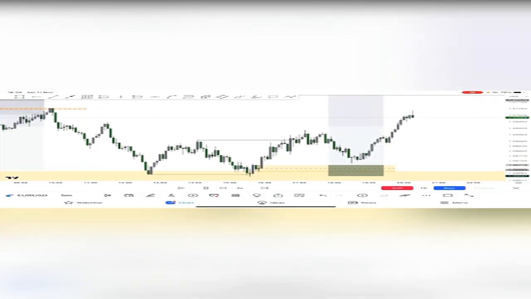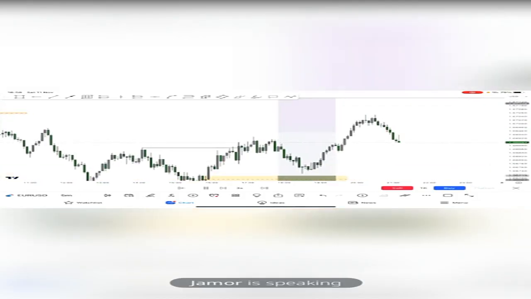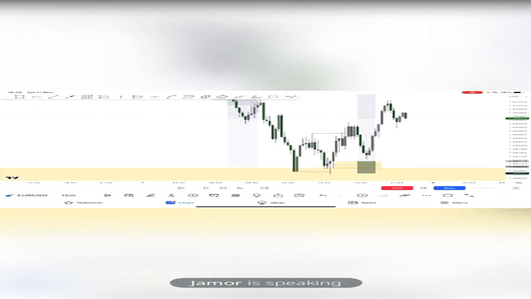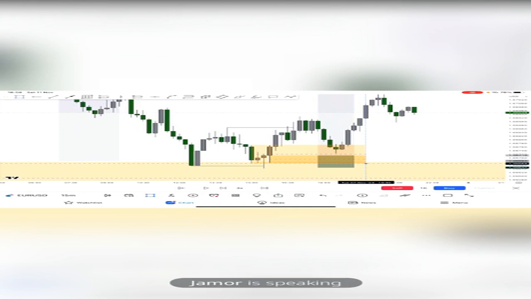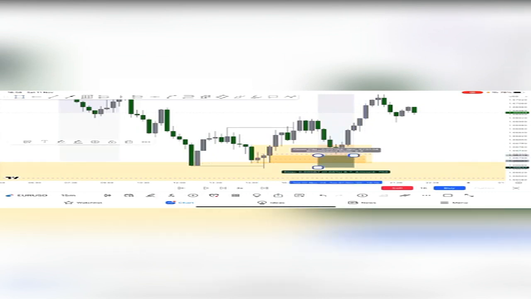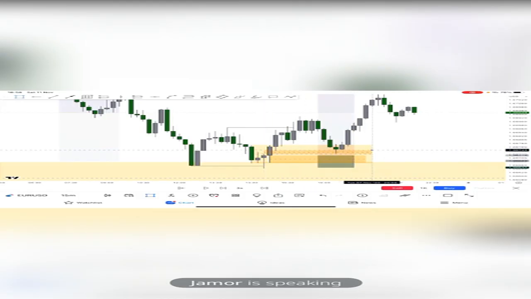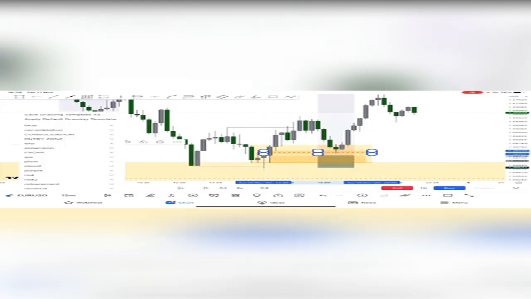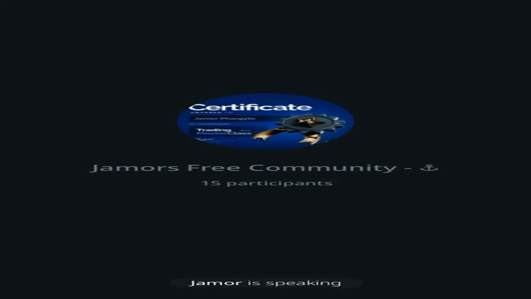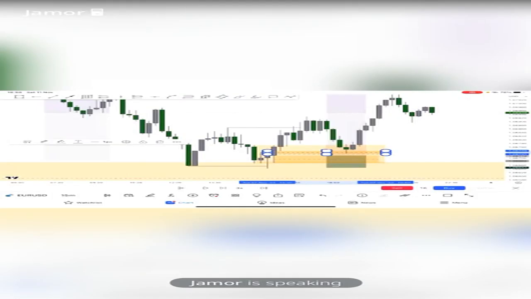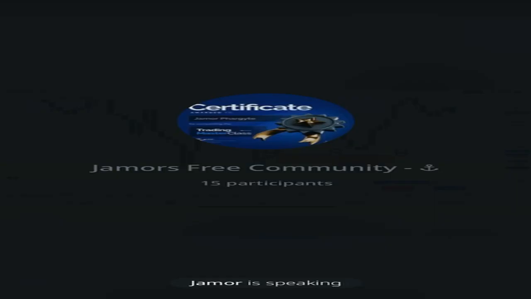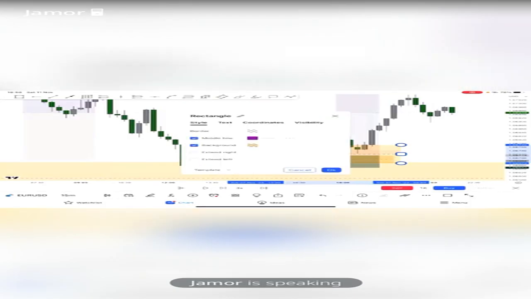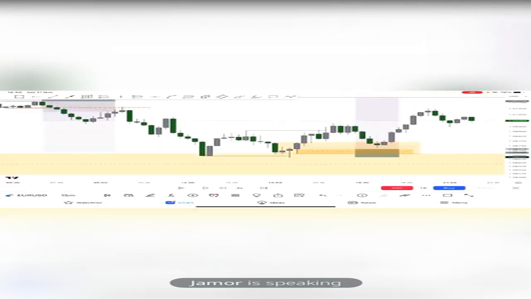So this would have been more like a missed entry because of this 15-minute structure. For me, the 5-minute time frame worked better when doing London, because of this 15-minute structure and the FVG that exists here. But the bias is still correct. The bias is still correct, but I'm looking for perfection and not just correctness.